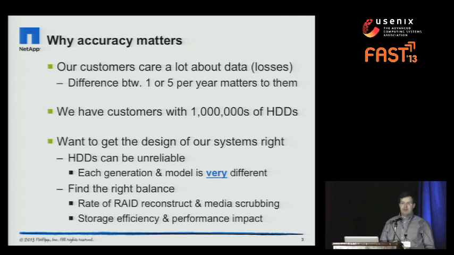So you may wonder, why does accuracy matter? Well, our customers care about data. They care even more about data losses. A difference between a single data loss or five data losses in a year matters to them a lot. We have customers with millions of drives in data centers, and so we want to predict what's going to happen. And we are in the business of building systems out of sometimes unreliable disk drives, so we really want to understand how to design our systems.